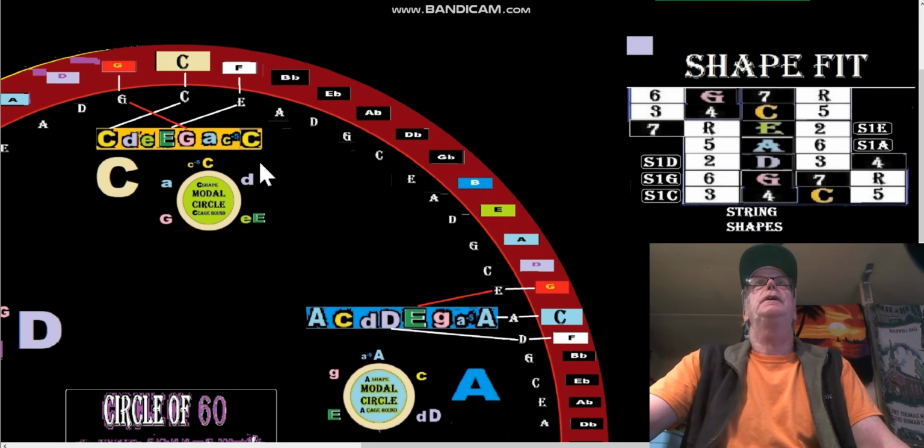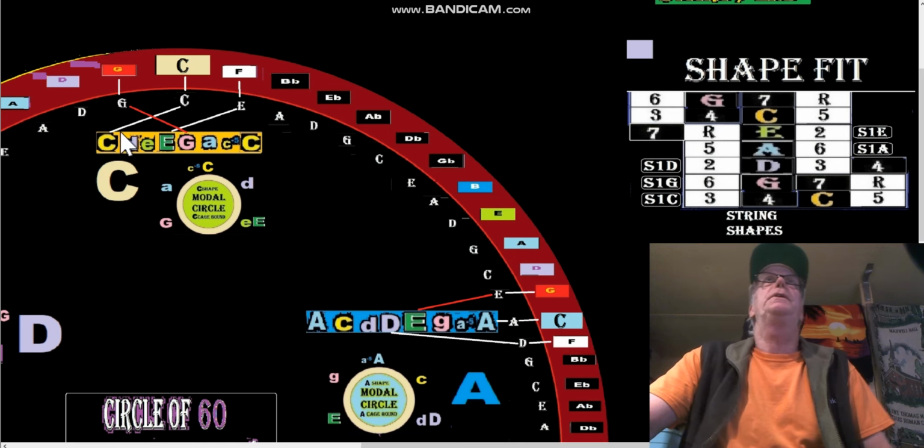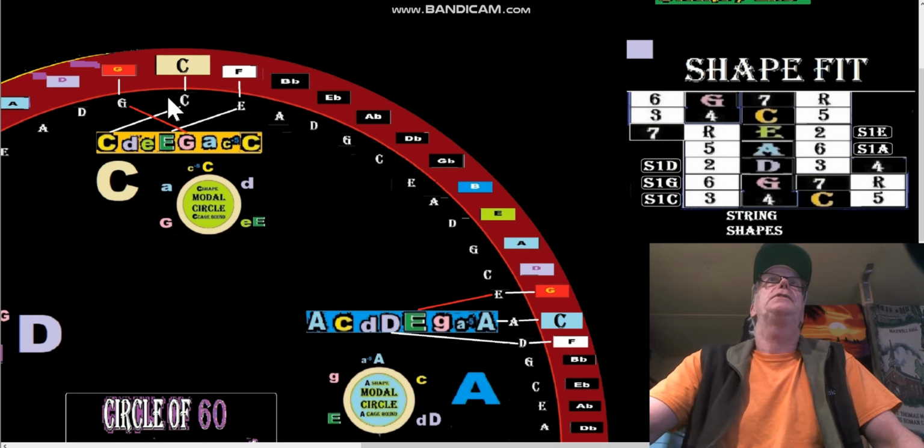Okay, so just looking at how the keys of CAGED can be used here. At this point, this C right here is the C-shaped C. Right here, G, C, and F. But then we go over here, we've got the A-shaped C. It takes us about 12 or 13 of these things to get to the A-shaped C.